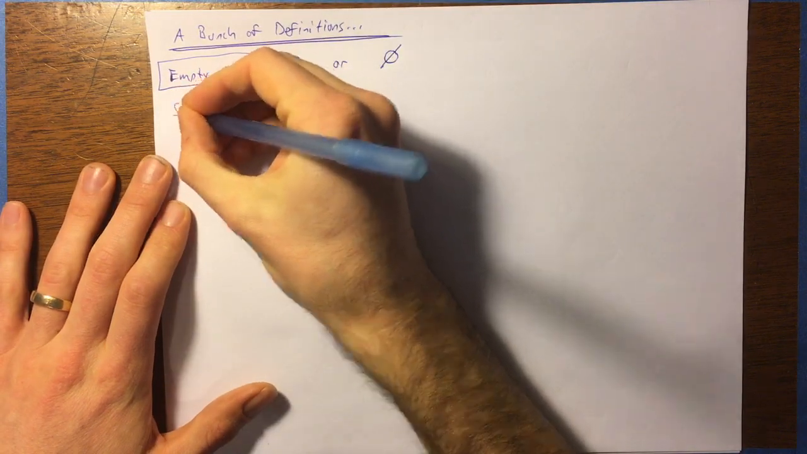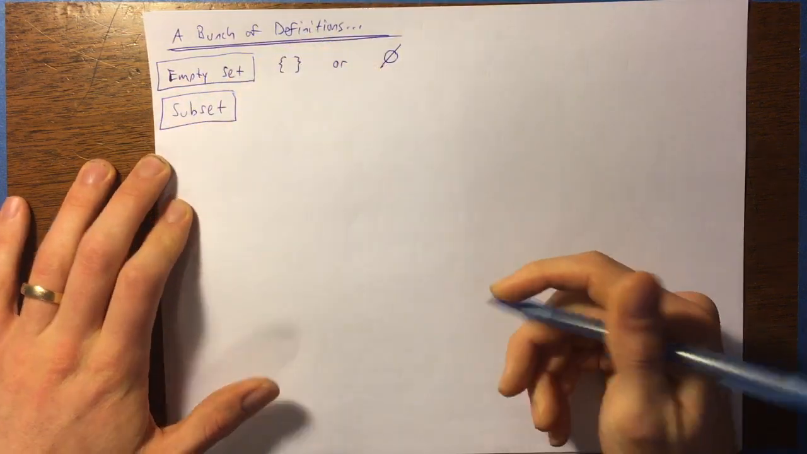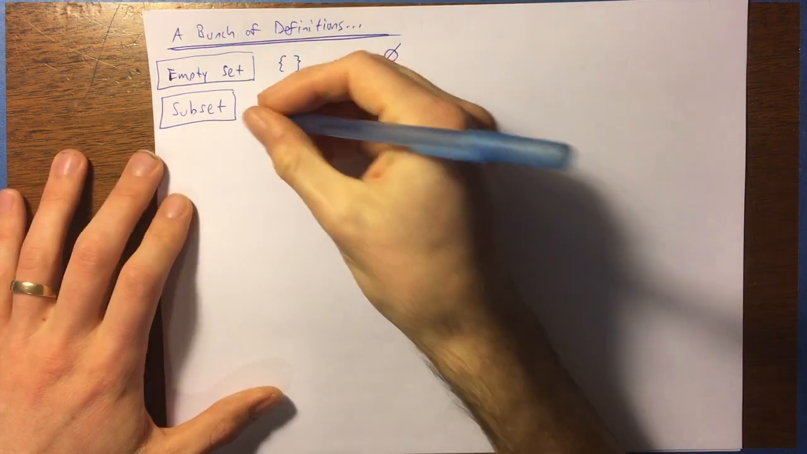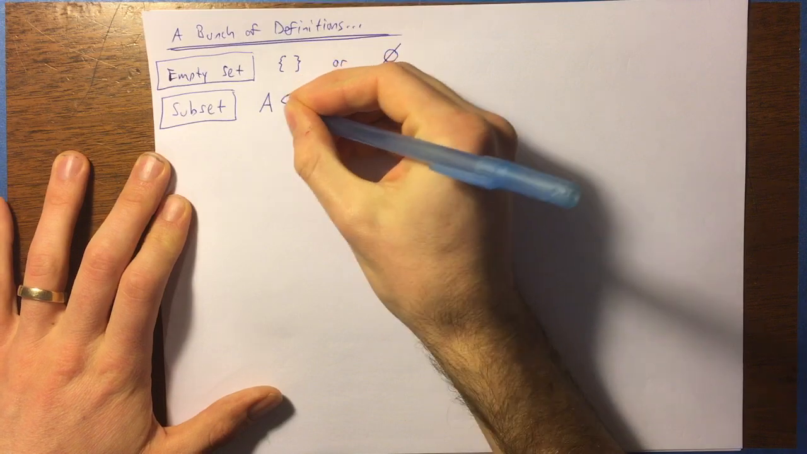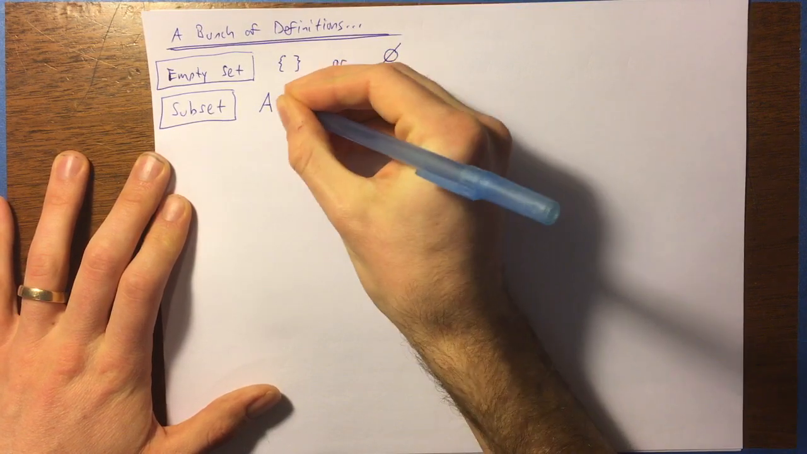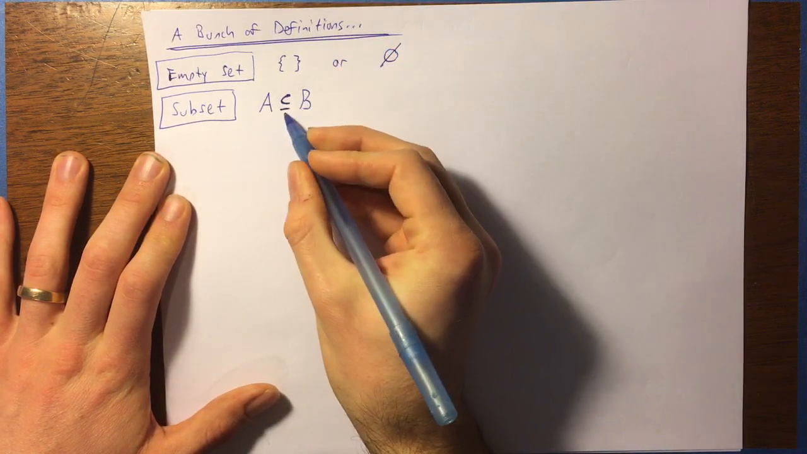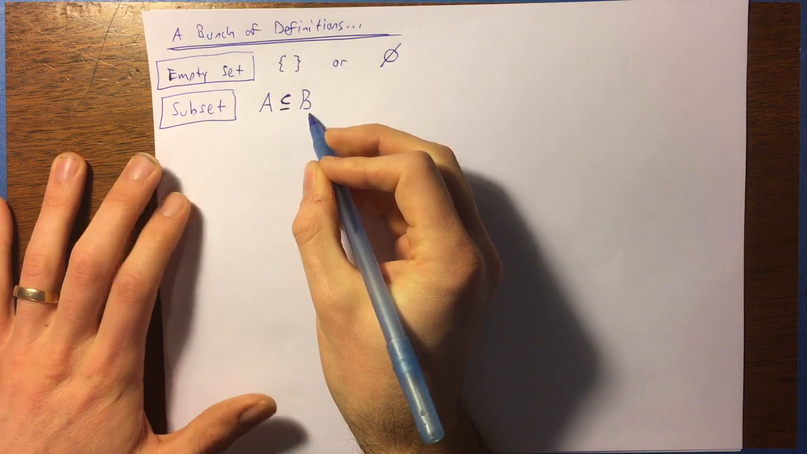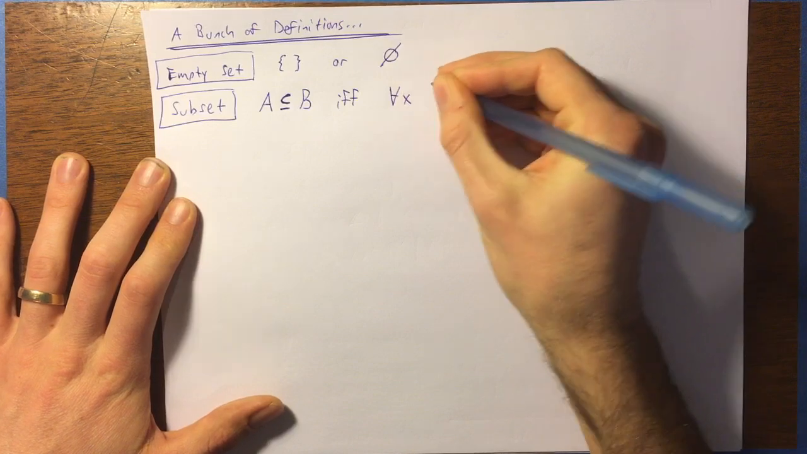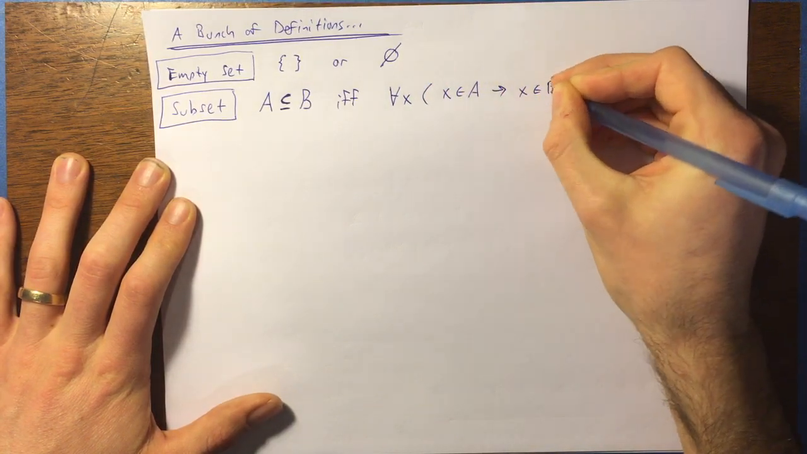So the next definition I want to go over is the idea of a subset. A subset is like some of the elements, but not necessarily all of them. If you write this notation, A, and then this sideways U, kind of like a C with a line underneath it, this is the notation that means A is a subset of B. And this is defined if and only if, for all x, if x is an element of A, then x is an element of B.